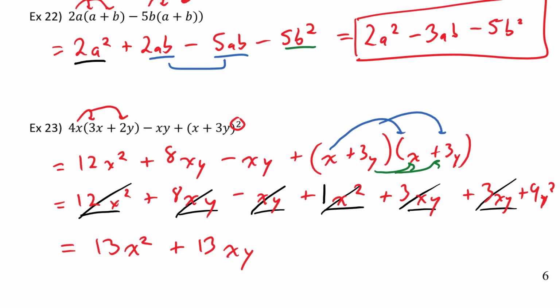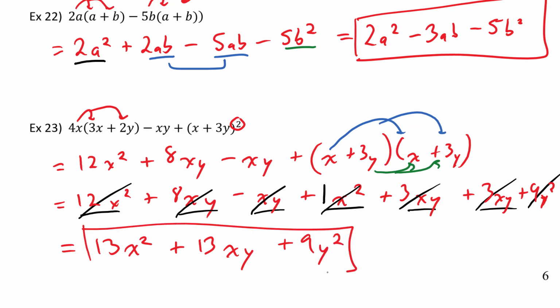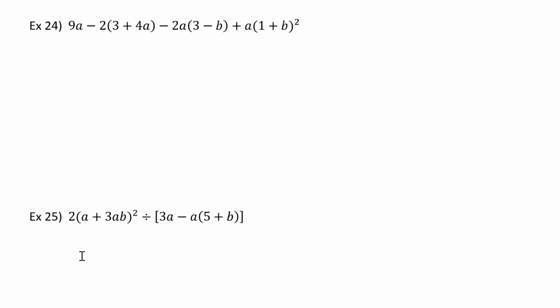And then lastly, I just have the y squared plus 9y squared. And I cross that off. Final answer. Let's take up 24. Remember to follow your rules of BEDMAS when necessary.